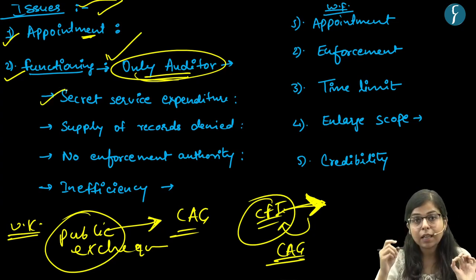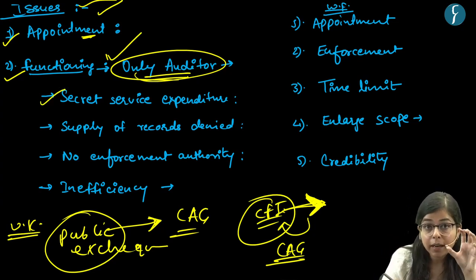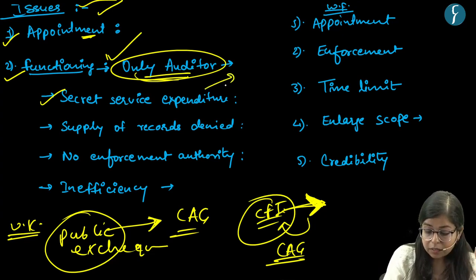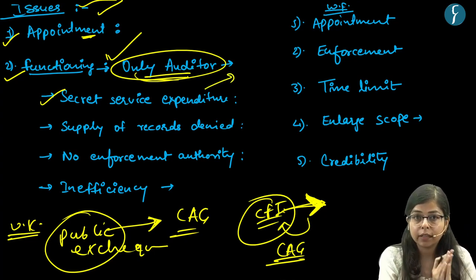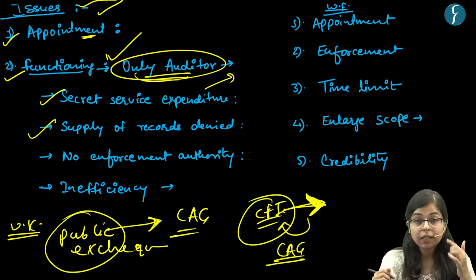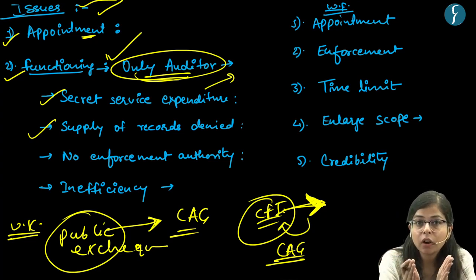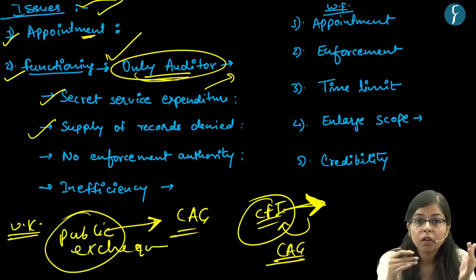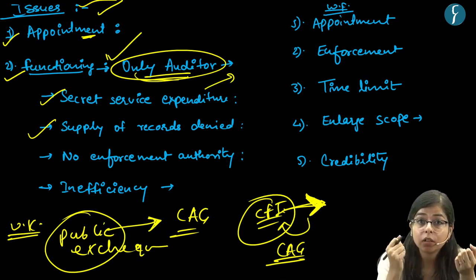The second thing is that there are certain secret service expenditures in the country done by certain secret service departments, and regarding those departments, CAG has no power to audit their expenditure, right? The other thing is that CAG can only audit the government accounts when CAG has been given access to important confidential documents or important data by the government.